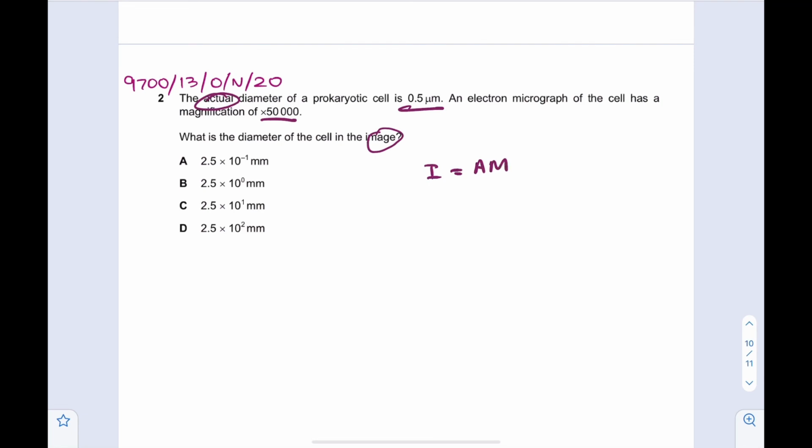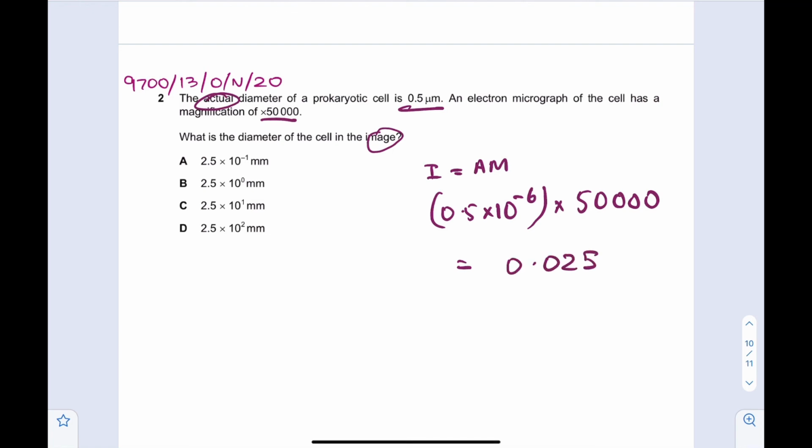I equals A M. A is 0.5 into 10 power minus 6 into 50,000. Let's see what we get in the calculator for this. I'd like you guys to solve this with me so that you're actually understanding stuff and not just watching another video. So the answer we get is 0.025. Now how are you going to convert this?